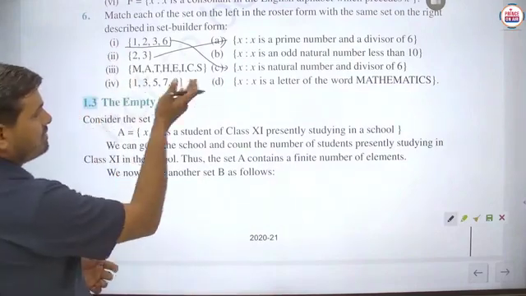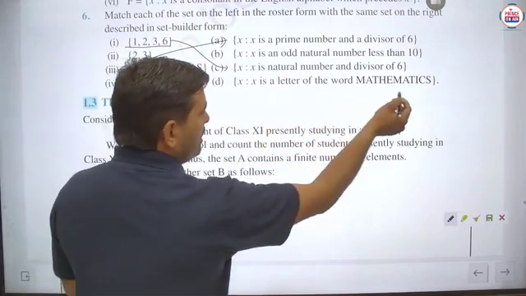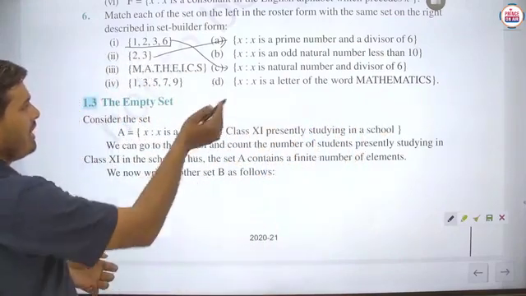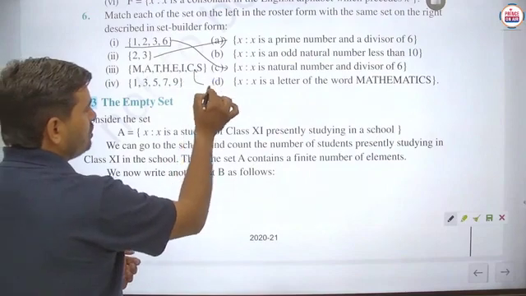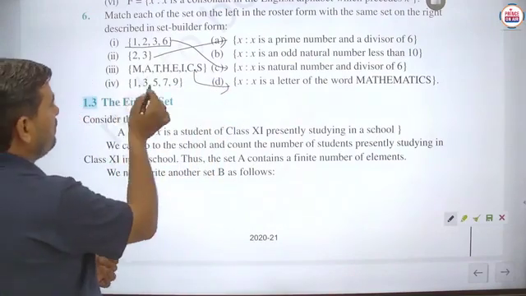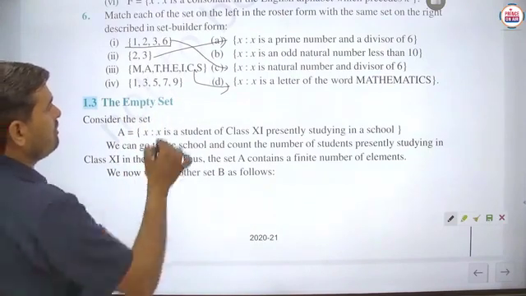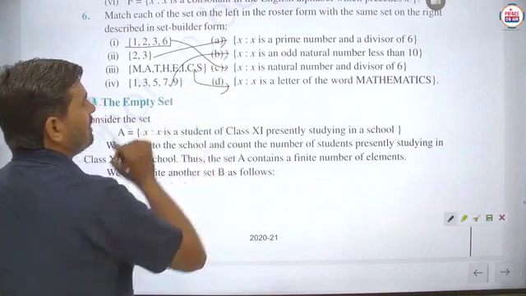After that, this is the very simple part, because the letters are to be written. So you can say that these are the letters coming from the word mathematics. So this is to be matched with the D part. Next, the fourth, means 1, 3, 5, 7, 9. These are the odd natural numbers. So this is matched with the B part. Is it to be clear?